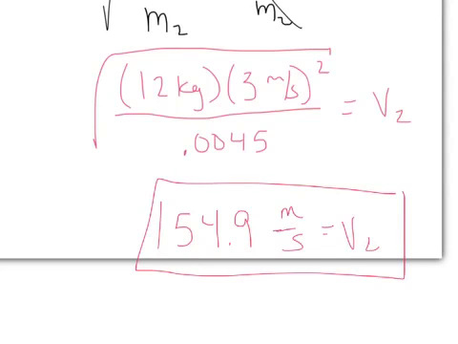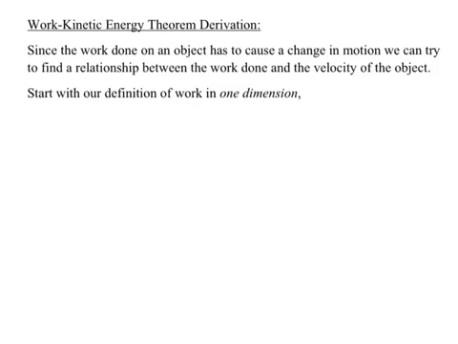So clearly we can see here, for small objects to have a lot of energy, you have to have a lot of velocity. So the Work-Kinetic Energy Theorem. Let's take a look at the derivation.